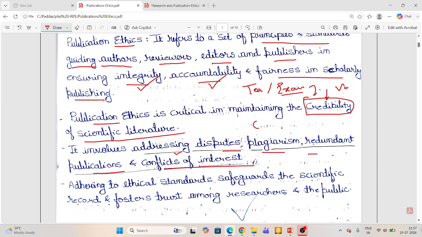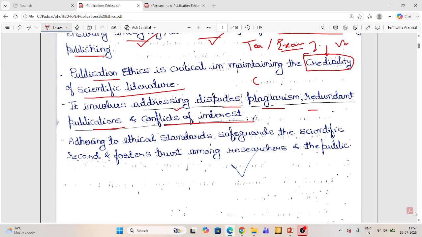So why is publication ethics important? Not only to maintain integrity and confidentiality, but to avoid any kind of plagiarism, any kind of conflict of interest if it is there. Now, what is conflict of interest? We'll study it ahead. Adhering to ethical standards safeguards the scientific record and fosters trust among the researchers and the public.